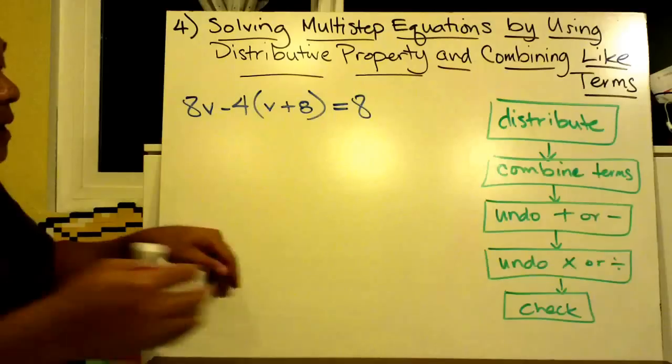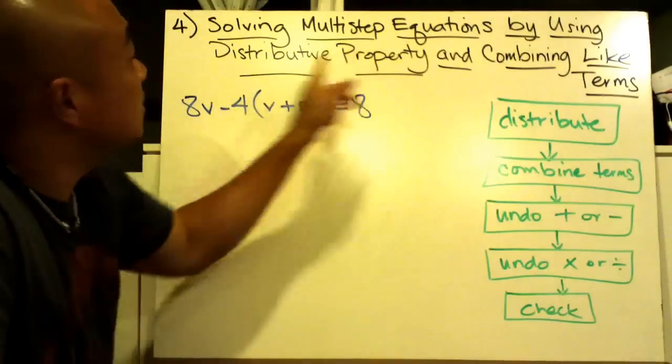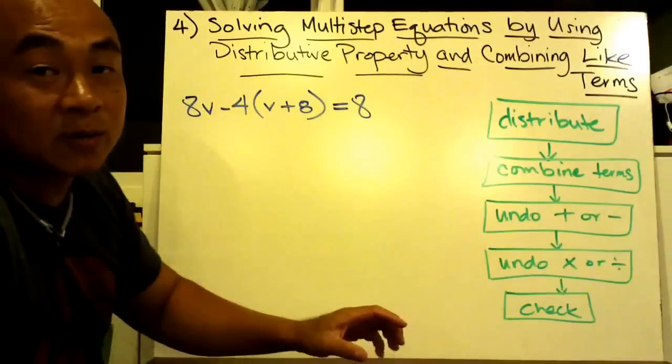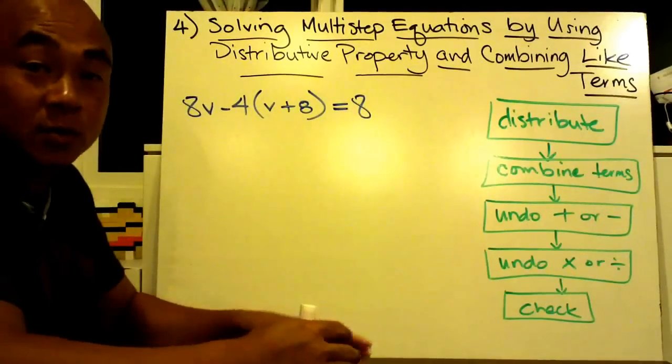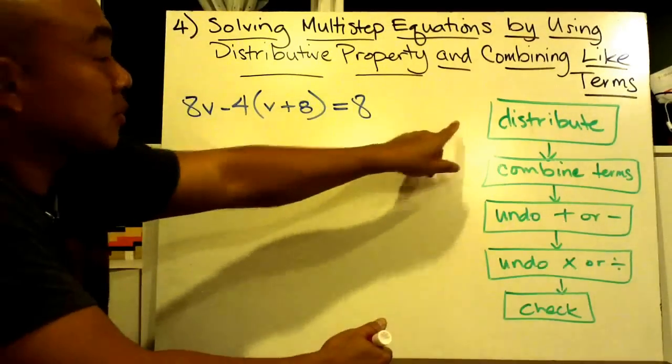Alright, the last and final one is solving multi-step equations by using distributive property and combining like terms. So we're cramming those two things that we learned previously and putting them together. So first off, you want to distribute.